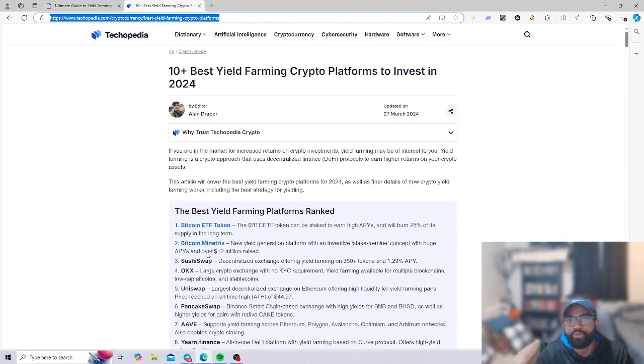But that is a wrap-up for today, guys. Just going over yield farming and the different platforms you'll be able to get access to.